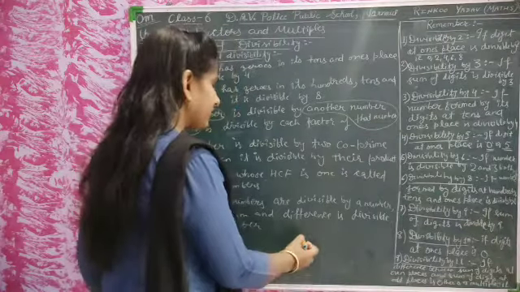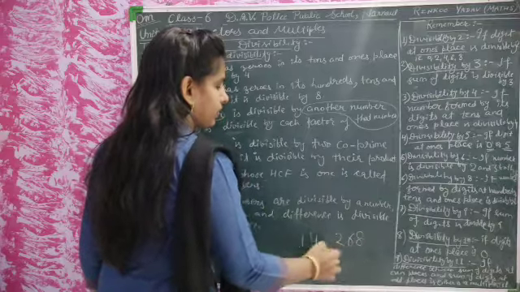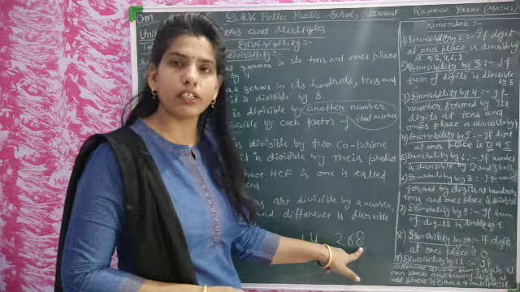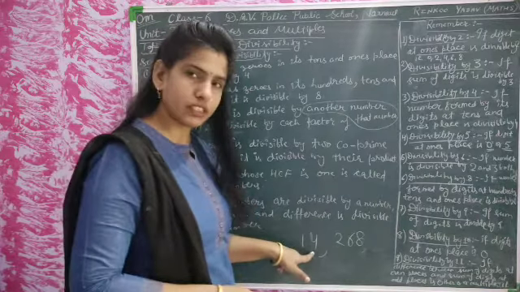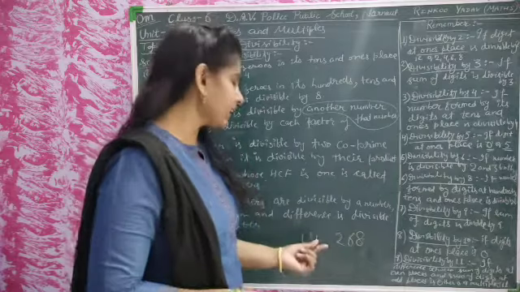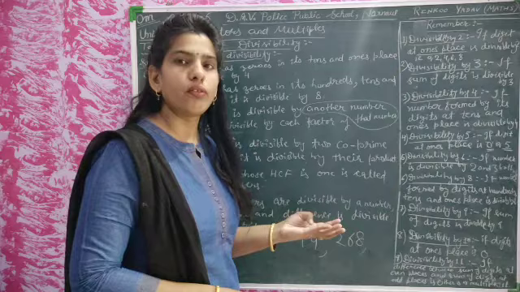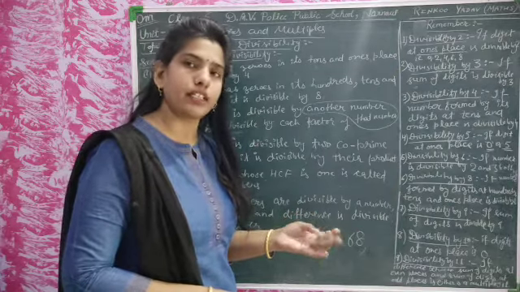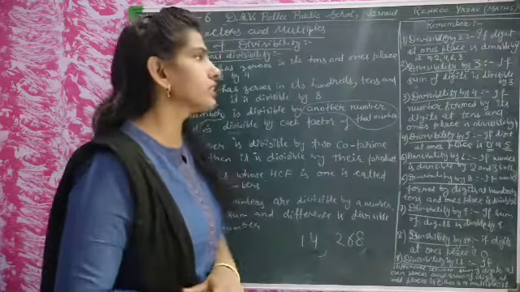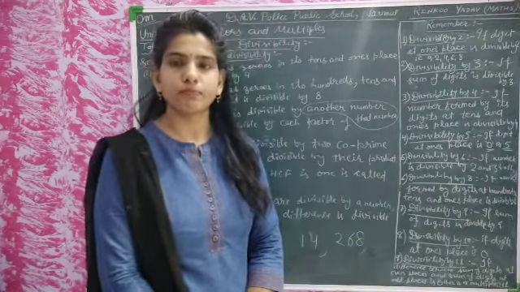Let's see the examples: 14 and 268. Is the ones place digit divisible by 2? Yes, 4 is divisible by 2, and 8 is divisible by 2. Or we can say that its ones place digit is 0, 2, 4, 6, 8. If it is any of these 5 digits, then these numbers are divisible by 2.